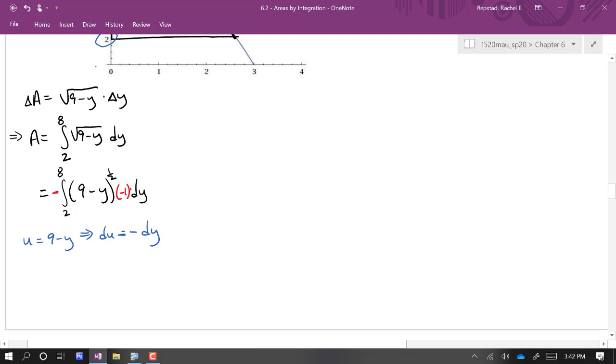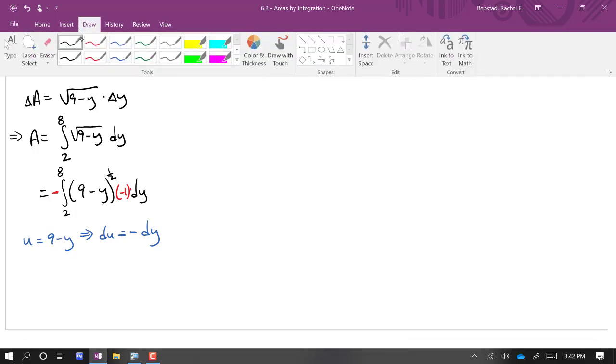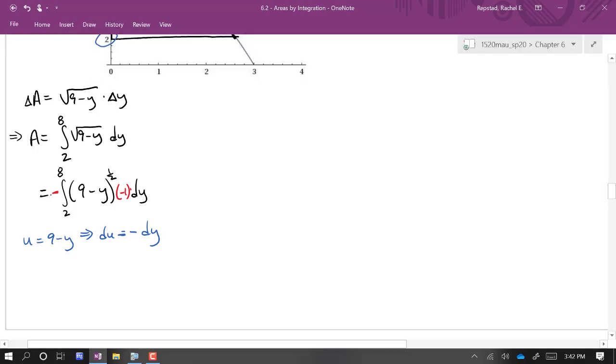Since we're making a u substitution in a definite integral, it might make sense to also change our limits. Let's adjust these y limits to become u limits. When y equals 2, u is 9 minus 2, or u is 7. And when y is 8, u is 9 minus 8, or u is equal to 1.